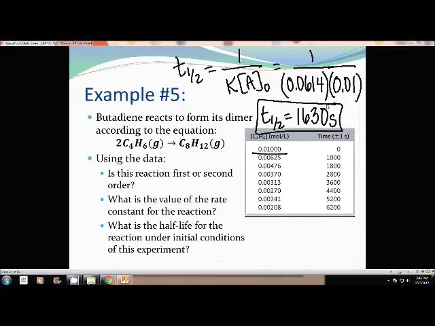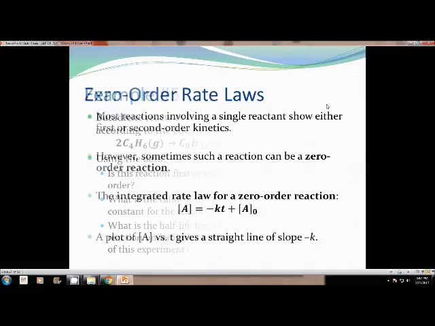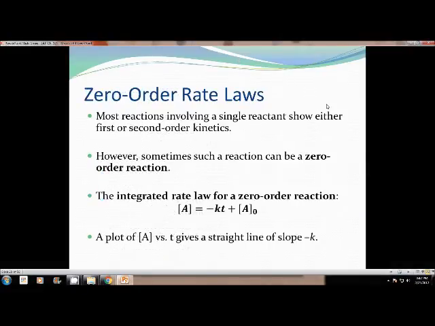Alright, so more manipulation showing you how the second order works. Last is the 0th order. Most reactions involving a single reactant show either first or second order kinetics, but sometimes there can be a 0th order reaction. So here's our integrated rate law, where y is just the concentration of A, the slope is negative K again, x is t, and the initial concentration is the y-intercept.